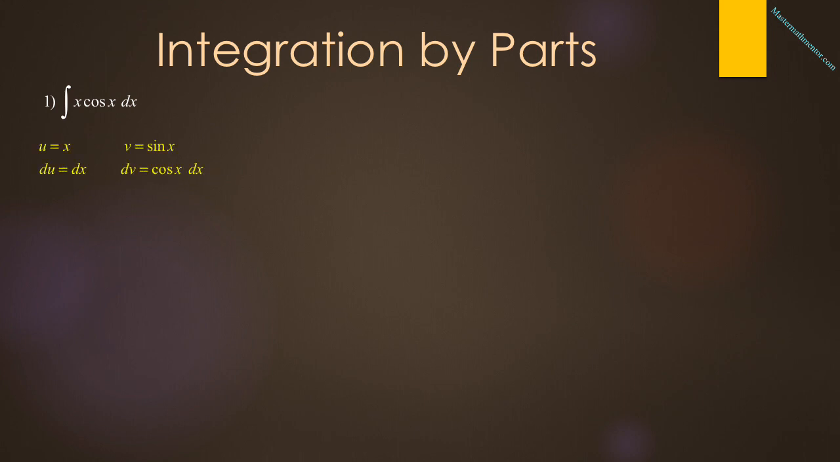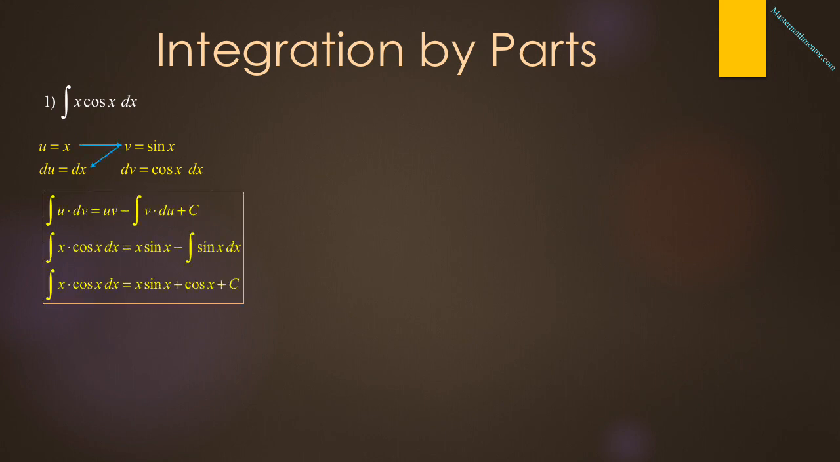We can now complete our chart. If u is x, du is simply dx, and we get that by taking the derivative. If dv is cosine x dx, then v is sine x. We now apply our integration by parts formula. The integral of u dv equals uv minus the integral of v du plus c.